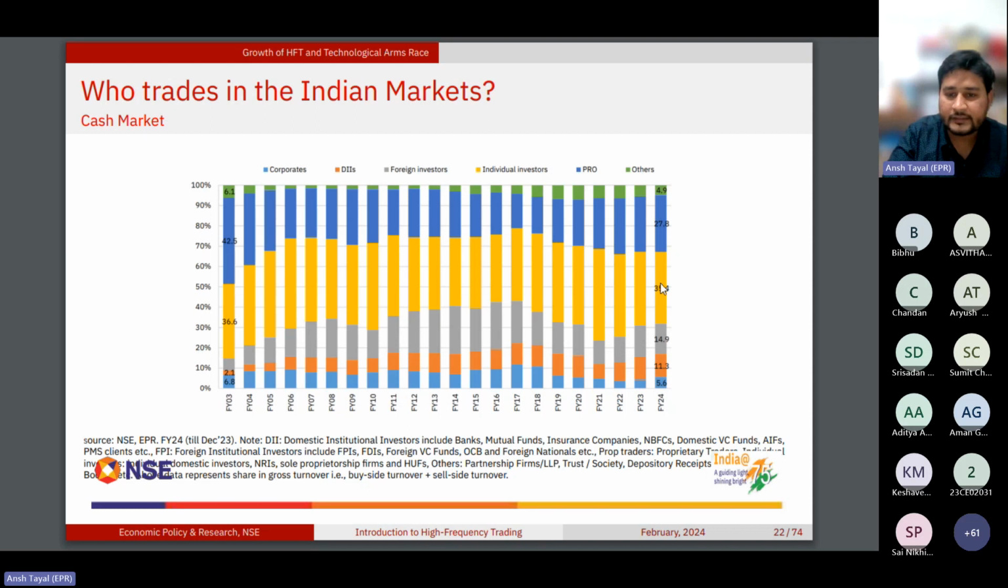Now if you notice, 35% of the trading happens by individual investors. So that's retail investors like you and I. So 35% is traded by retail investors, and 27.8% is done by proprietary traders. Proprietary is, as I mentioned, people who trade their own money. So these are mostly algorithmic trading or high frequency trading firms. And you have 15% by foreign investors, 11% by domestic investors.